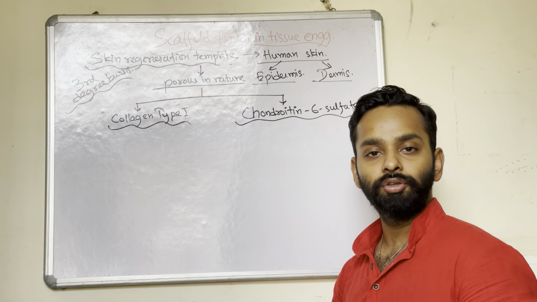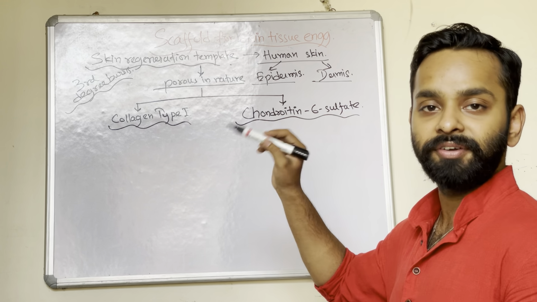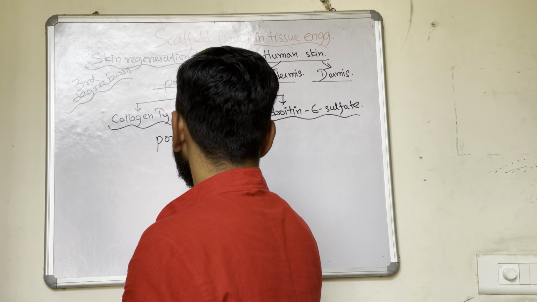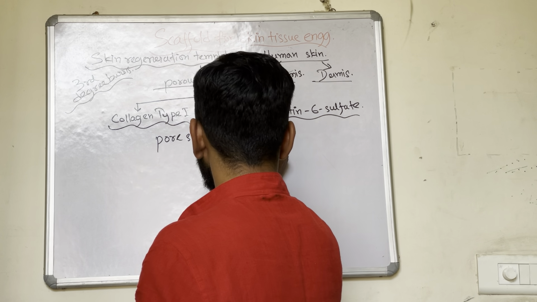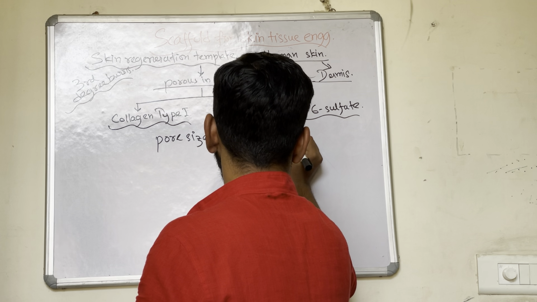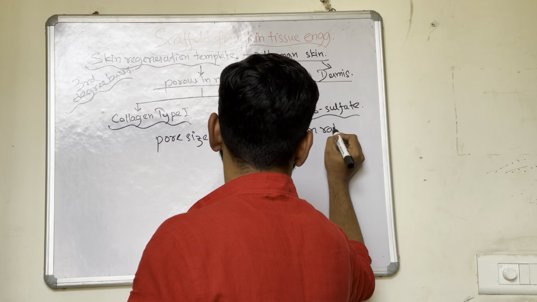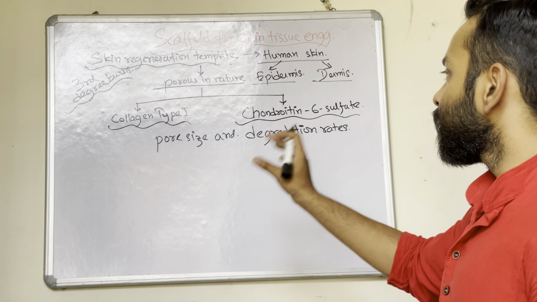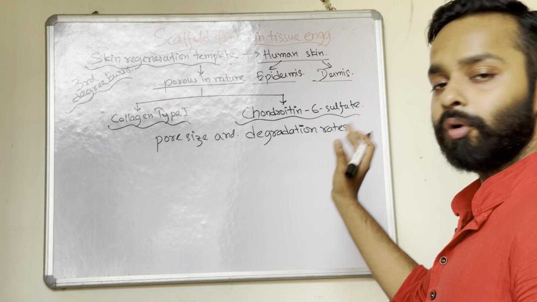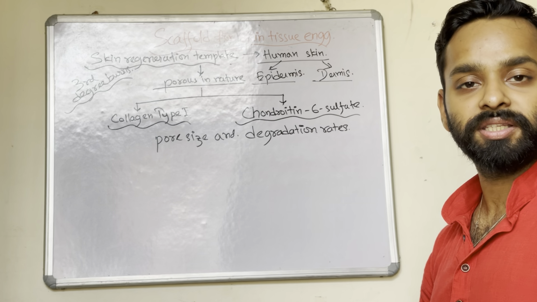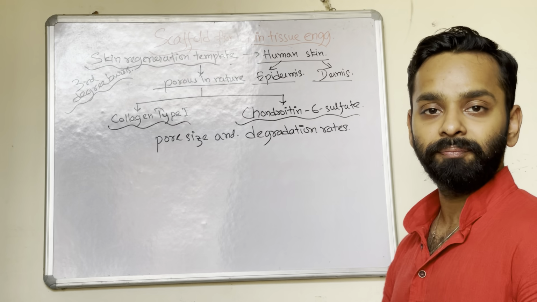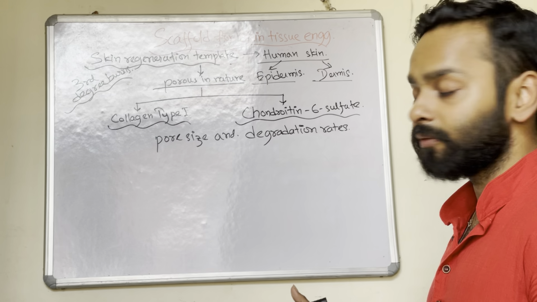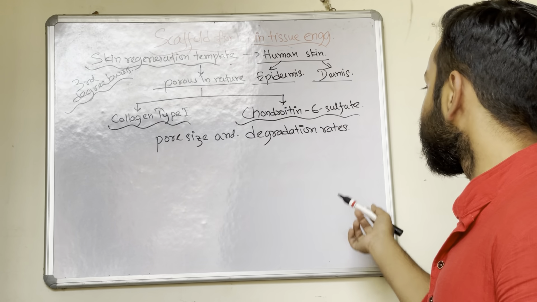So these two polymers can be used to fabricate a porous scaffold or a porous skin regeneration template with a wide range of pore size and degradation rates. So, a composite polymer system, or a combination of two different polymeric systems, can be used to fabricate a porous scaffold which can serve as a skin regeneration template, which has different pore sizes based on the type of the polymer or the type of construct which is being fabricated, and different degradation rates.